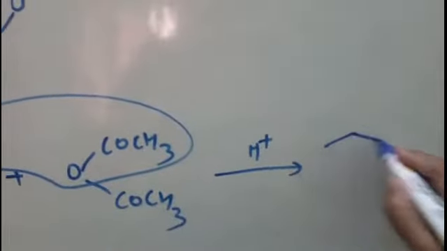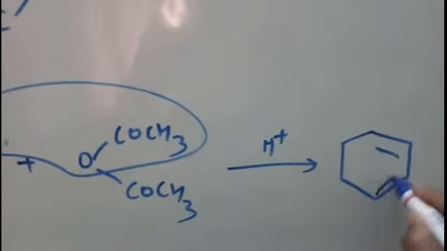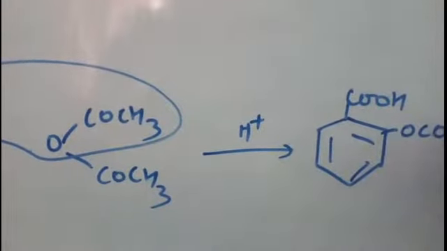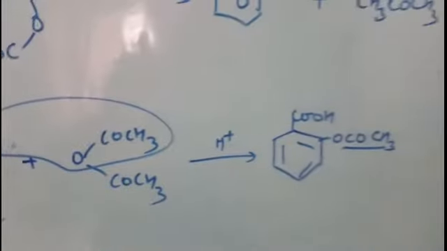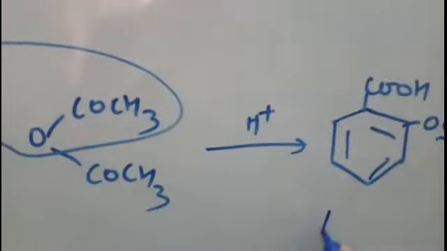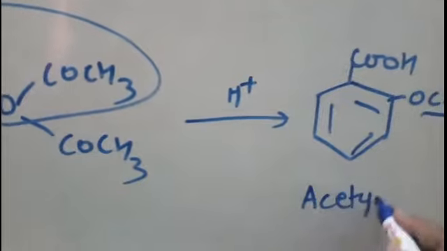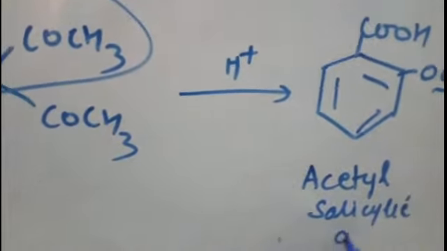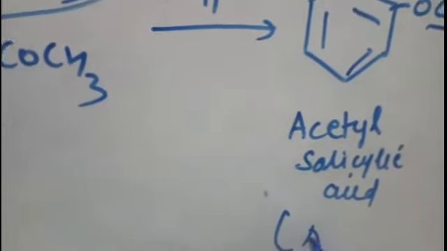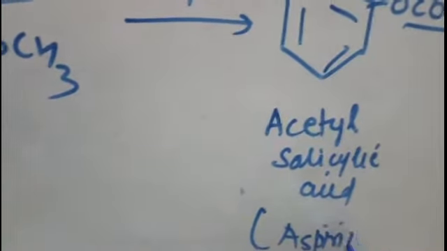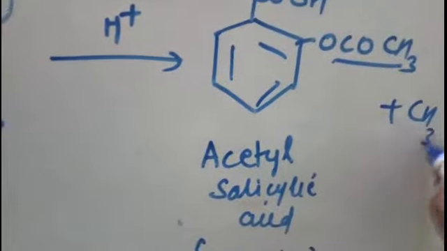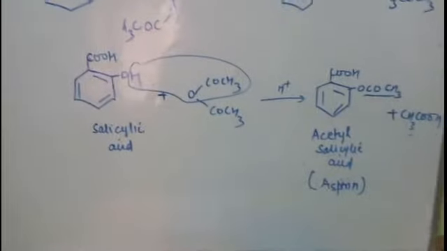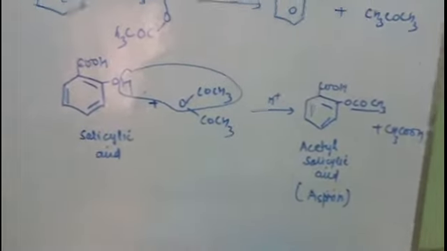See how? Here OCOCH3. This COCH3 group is introduced, and this compound is known as acetyl salicylic acid, commonly known as aspirin, plus CH3COOH. Right, so this is how aspirin is made. By the acetylation of salicylic acid we prepare aspirin.